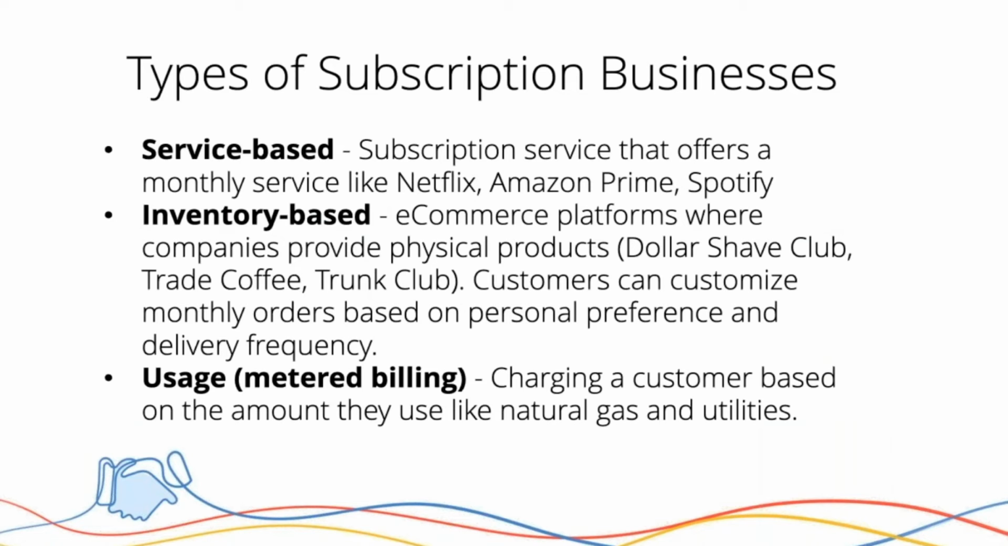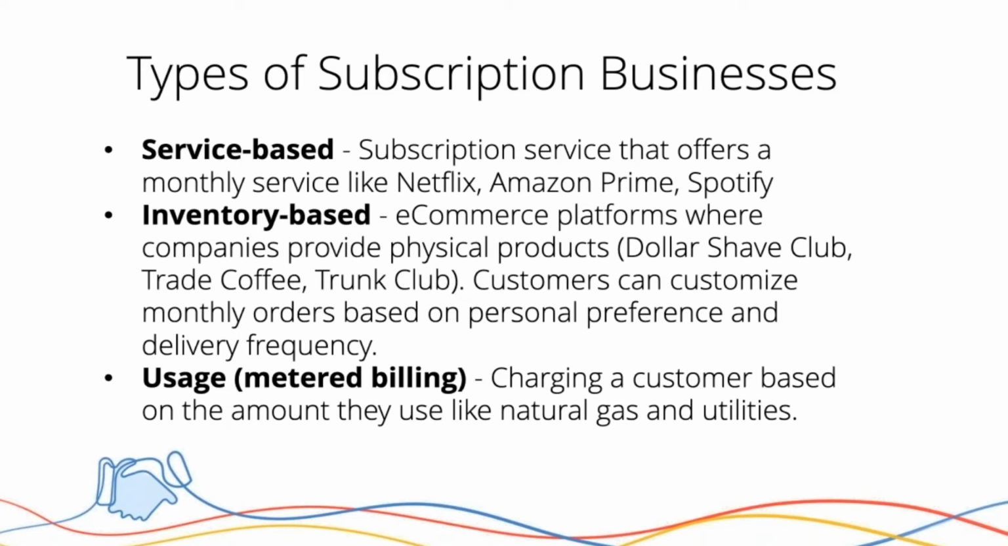All right, so types of subscription models. So you have your service based, right? We've talked about those. You just have a monthly service or a membership that you pay for. Inventory based are sending out physical products. You may have heard of Dollar Shave Club or Trade Coffee or Trunk Club. So you're selling a physical box. There's a lot of these companies out there these days, like I mentioned. And then customers can customize the monthly order, so they can actually choose personal preferences, and they can change the frequency of delivery. Maybe they'd rather go with the quarterly plan than the monthly plan, for example. They want to pay in full for the year and save some money.